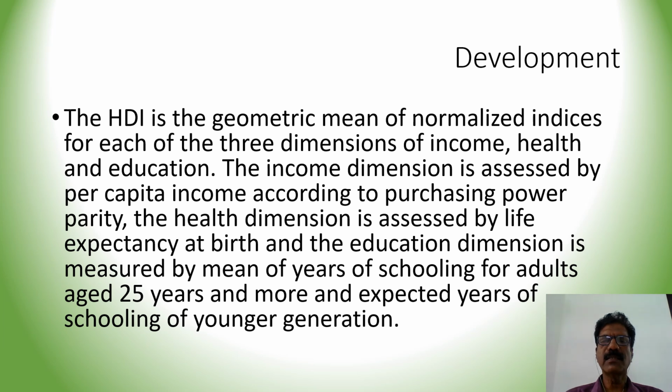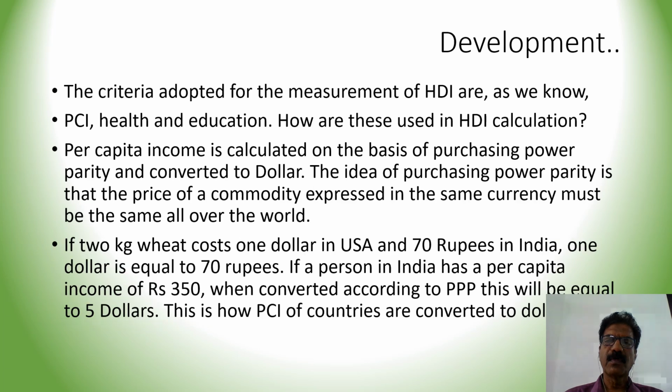Purchasing power parity means the price of a commodity must be the same in all countries, and this can be made clear only when we mention the prices in the same currency. Suppose the price of 1 kilogram rice is 40 rupees in India, but half a dollar in USA, then we can say that half a dollar is equal to 40 rupees or $1 is equal to 80 rupees.